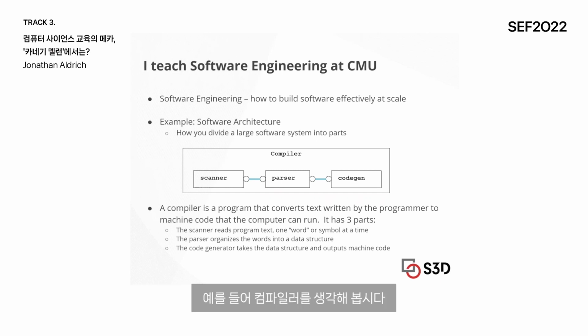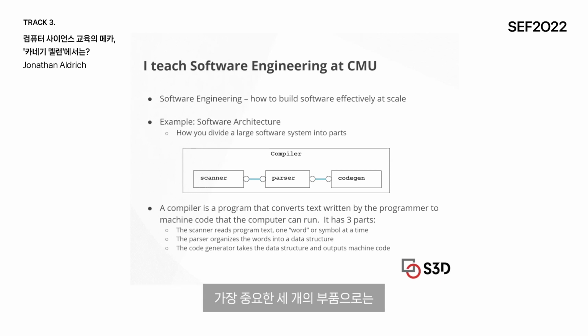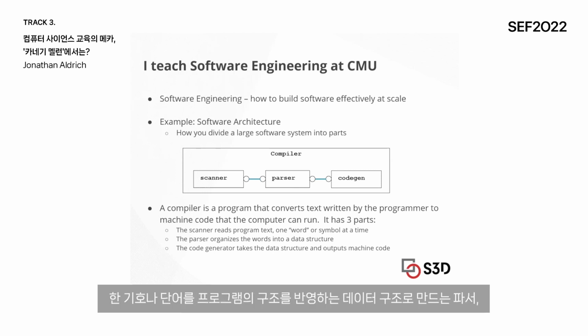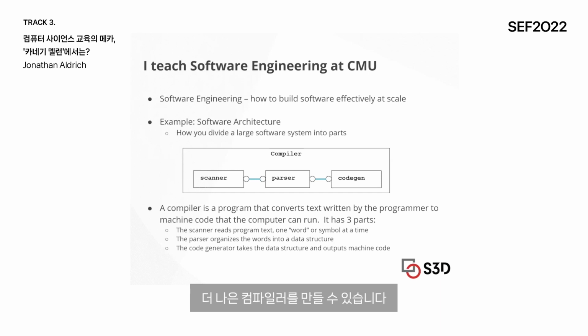So for example, consider a compiler. A compiler is a program that takes the program you write and transforms it into machine code so that the computer can run it. Compilers typically have 3 or more parts, but 3 of the critical parts are a scanner, which reads the program text that you write, 1 word or 1 symbol at a time, a parser, which takes that stream of symbols or words and organizes them into a data structure that reflects the structure of the program, and then the code generator, which takes that data structure and outputs machine code. So if you understand the structure of this compiler as being made up of those 3 parts, then you can understand how to build it better.